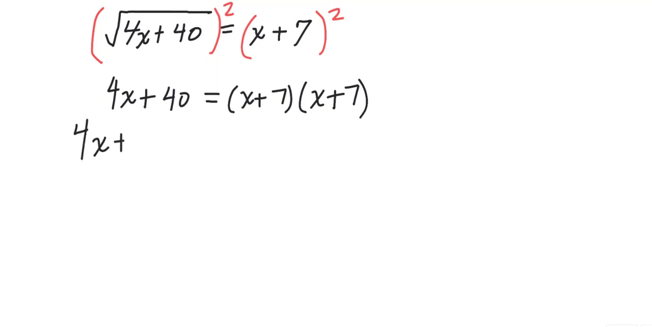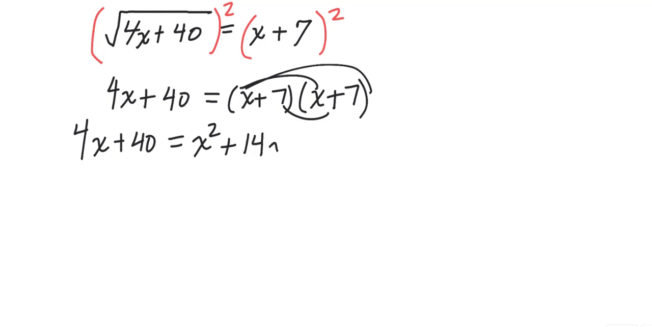So that's 4x plus 40. x times x is x squared. x times 7, 7x. 7 times x, 7x, so that's 14x. And then 7 times 7, 49.